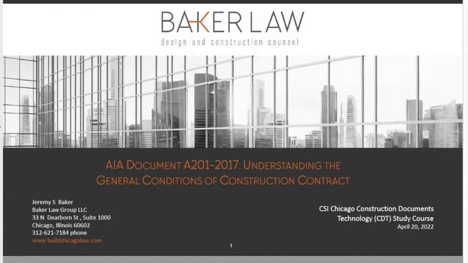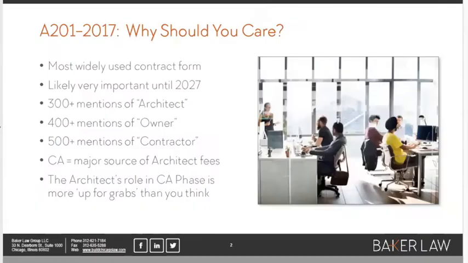So without further ado, I think I owe you an explanation first about why you should care about any of this, because who really cares about reading construction contracts other than people like me? I'd say that I believe that the A201 is the AIA's most important contract document. It was first produced in 1911. It was amended 15 times through 2017. This is the version that we're going to be looking at now.